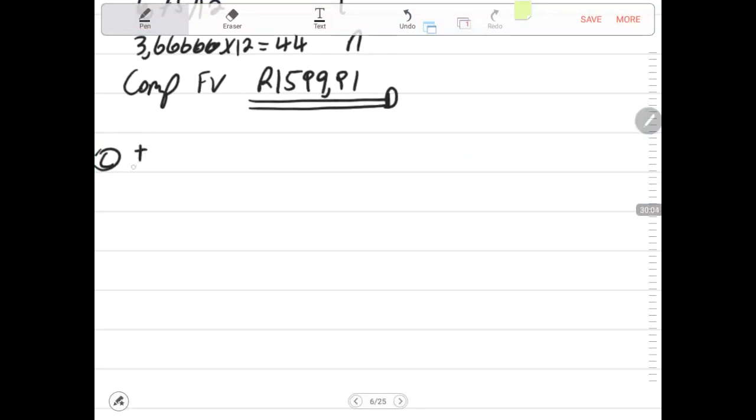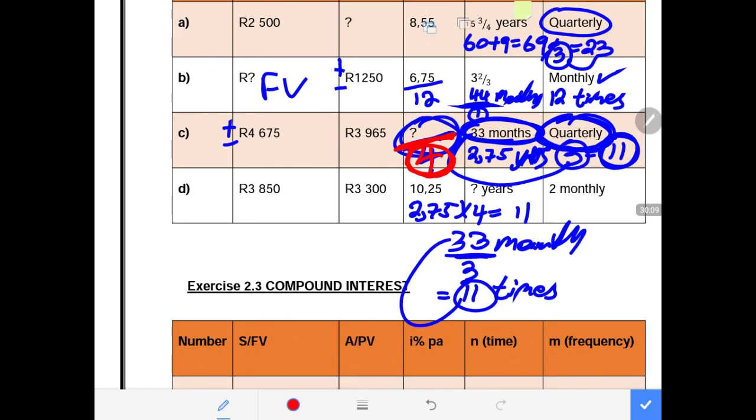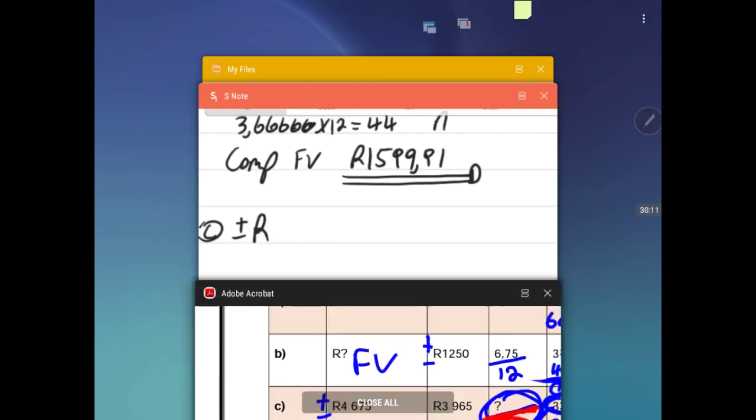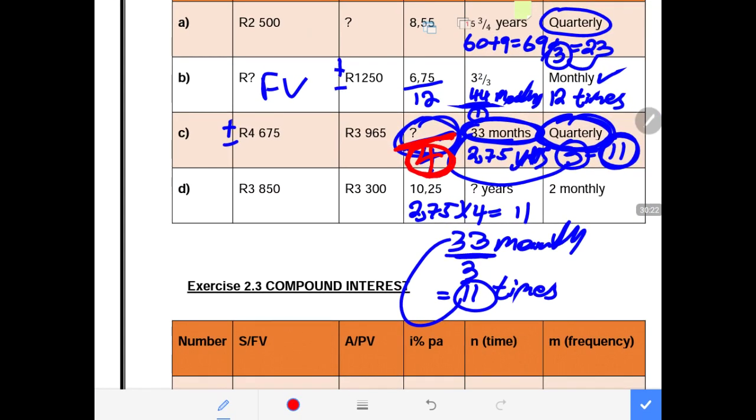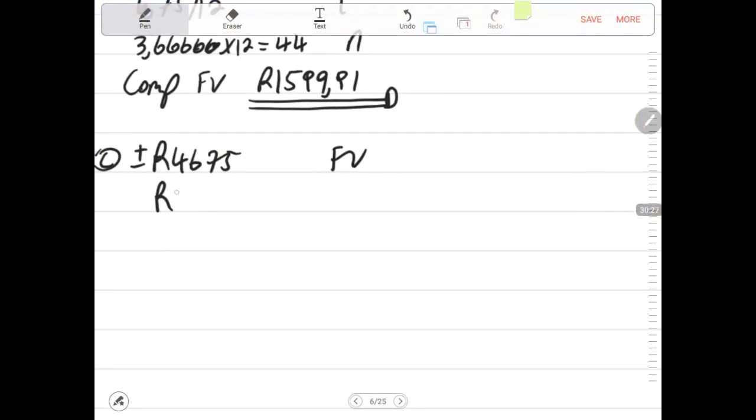We have plus minus our future value, and our plus minus future value is 4,675. Then we should have an amount for the present value, which is 3,965. 3,965 is our present value. Then we have our n, and we know that our n is 11.